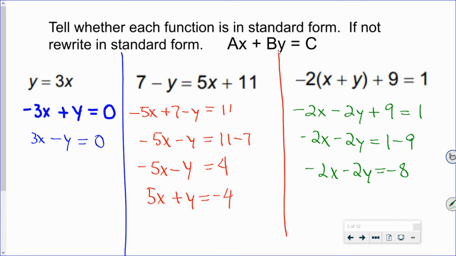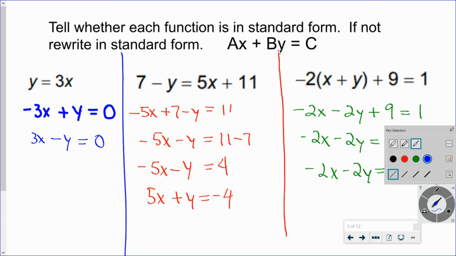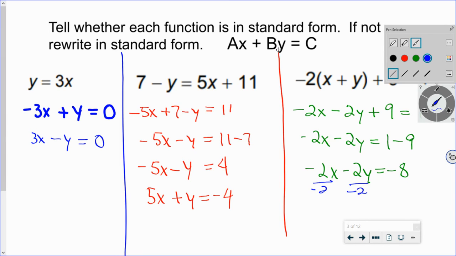Now, there is one other thing I notice here. 2, 2, and 8. What do you notice about those? They're even numbers. That means I can divide them by 2. So not only do I need to reverse the sign, I also need to divide everything by 2 so that I get it as simple as possible. If they're all divisible by one number, I'm going to divide them out. So I'm just going to divide every term here by negative 2. I'm going to do it fairly to everything.